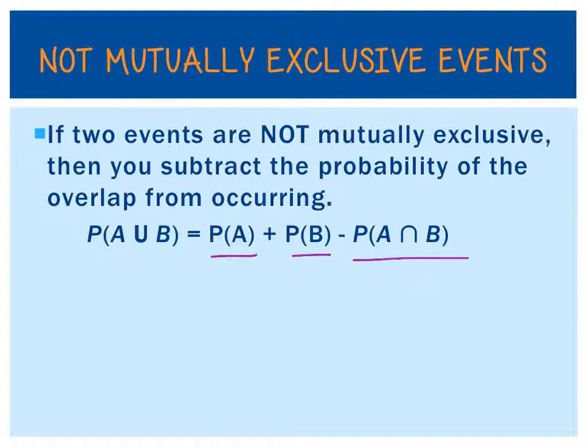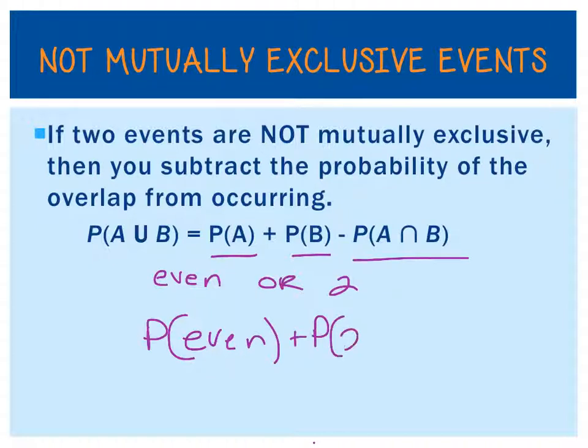So if I had used the die one and I said even or a 2, then I would do the probability that you're going to roll an even number, plus the probability that you're going to roll a 2, minus the probability that you roll an even and a 2, which would be the number 2 itself. Otherwise, you double count it. The number 2 would be part of both even and 2. I can't change the odds. So this is when it's not mutually exclusive.